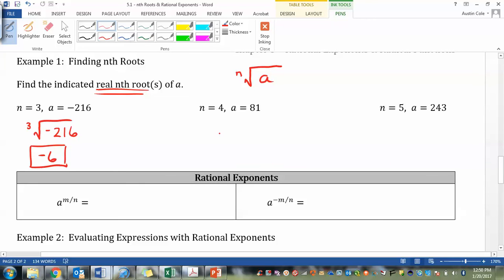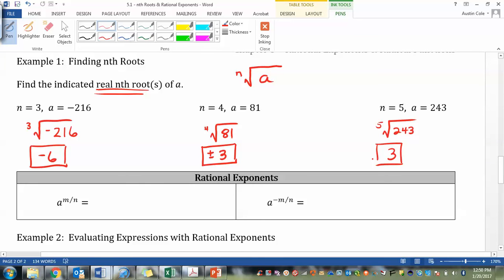All right, so this is going to give us the fourth root of 81. What's the fourth root of 81? Plus or minus. Since it's an even root, we better say plus or minus 3, because negative 3 to the fourth power is going to get us 81, as well as 3. Okay, and then the fifth root of 243 is 3. We don't need to worry about positive or negative, plus or minus, because it's an odd root. Any questions about those?